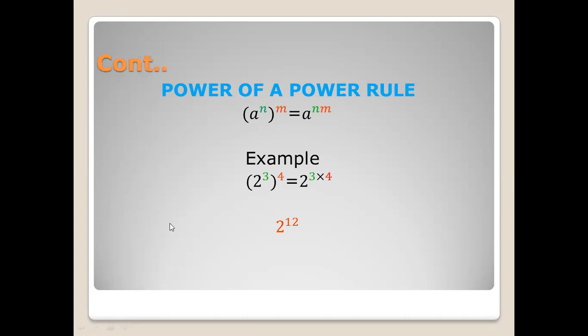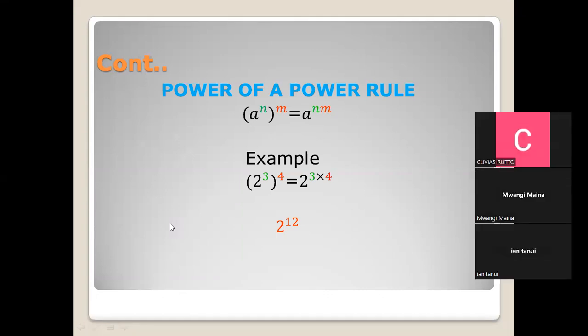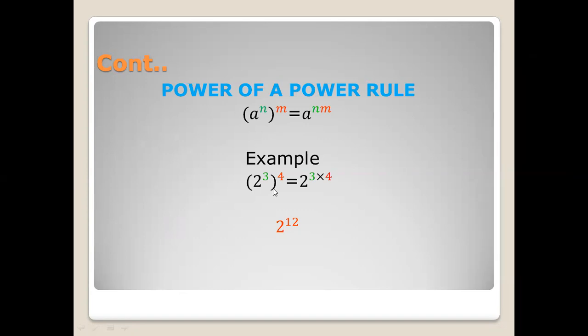So who can read for us the next rule? Brenda, are you there? Any volunteer, please, to take us through the next slide? Brenda, please go on. Power over power rule.